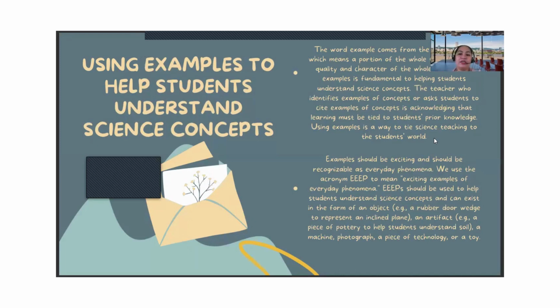So the teacher who identifies examples of concepts or asks students to cite examples of concepts is acknowledging that learning must be tied to students' prior knowledge. So using examples is a way to tie science teaching to the students' world. Actually, I'm pretty sure you are very much familiar with what an example is, right?